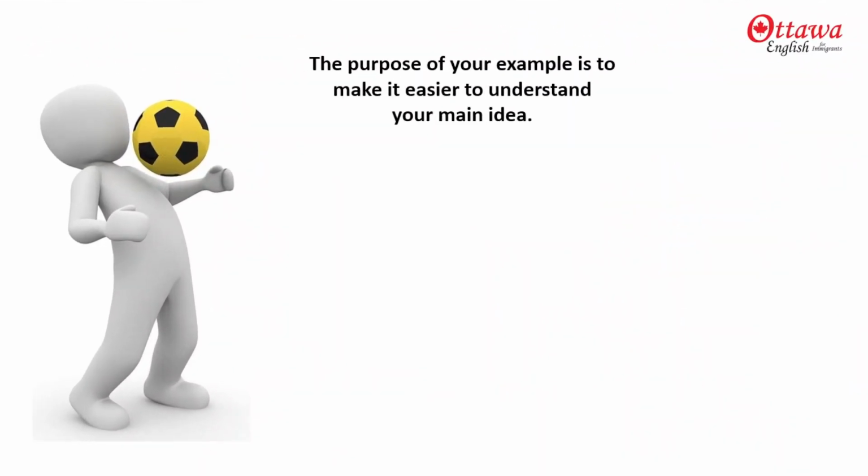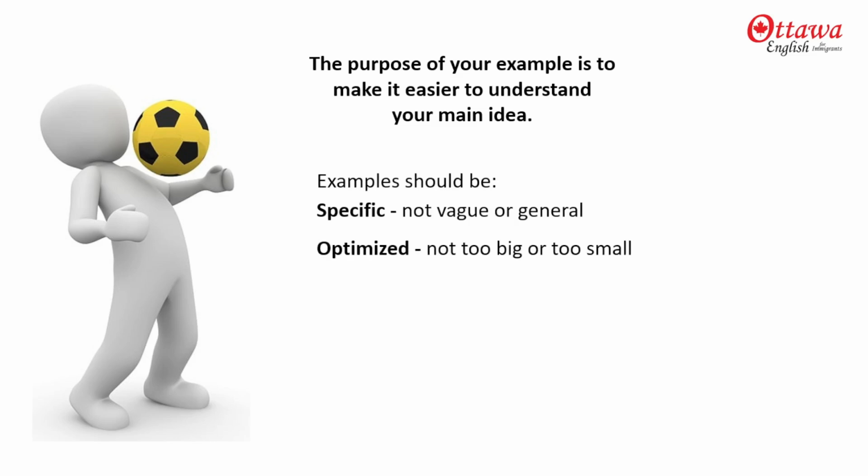Okay, so we've looked at 6 excellent examples, all of which reflect the main criteria that helps you achieve a great score for your examples. So keep these criteria in mind as you prepare for the writing section of the IELTS test. Okay, remember that they should be specific, not vague or general. Your examples should be optimized. It's okay to make them a little bit bigger if you're trying to balance out your paragraphs, but both of your paragraphs should be roughly the same length.